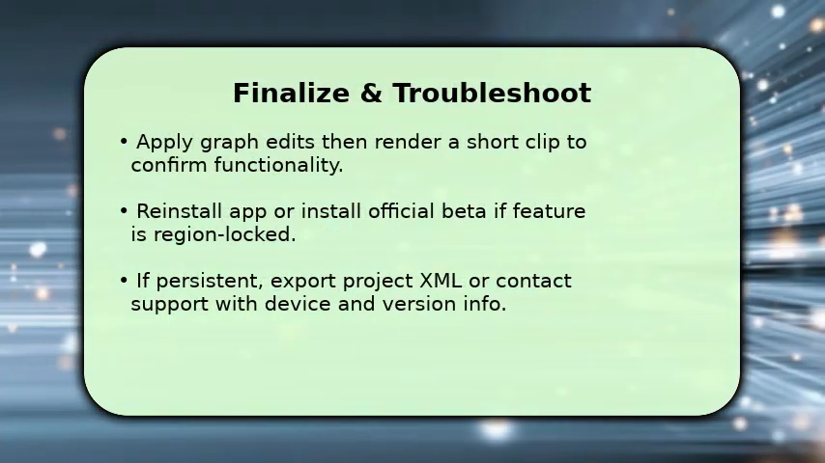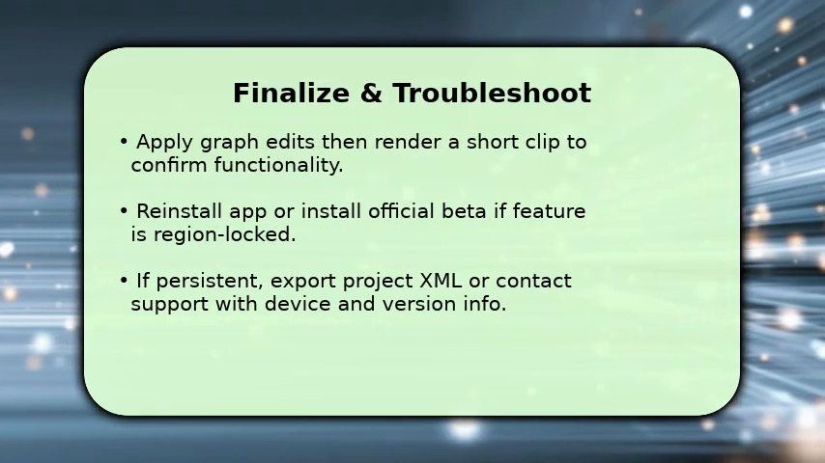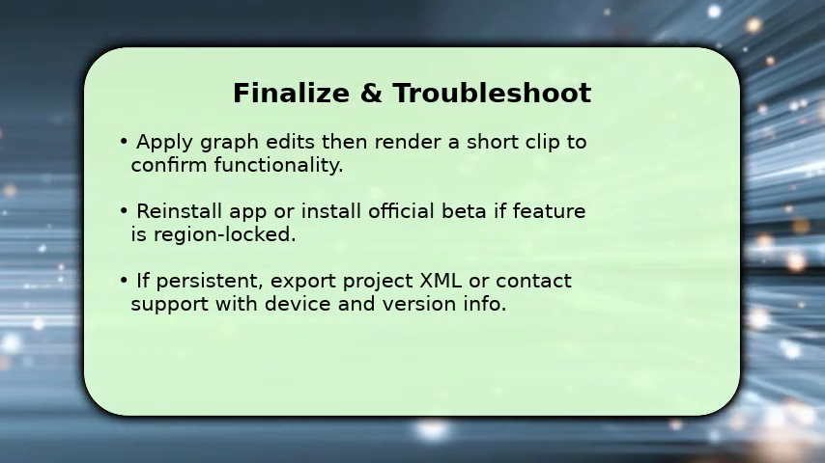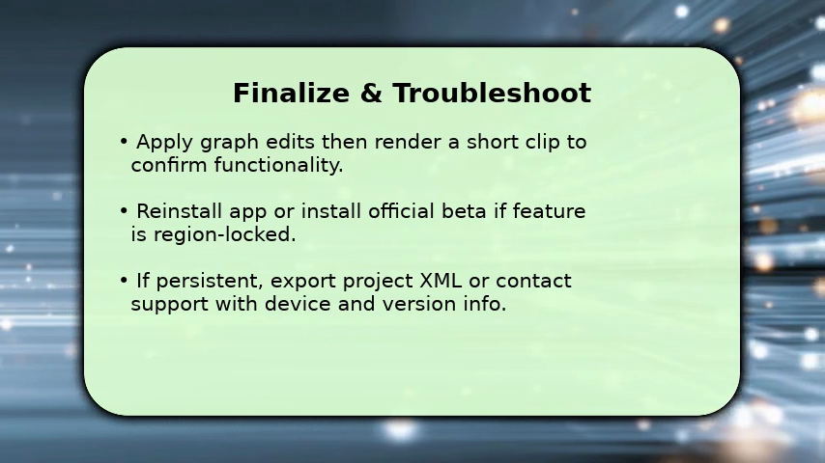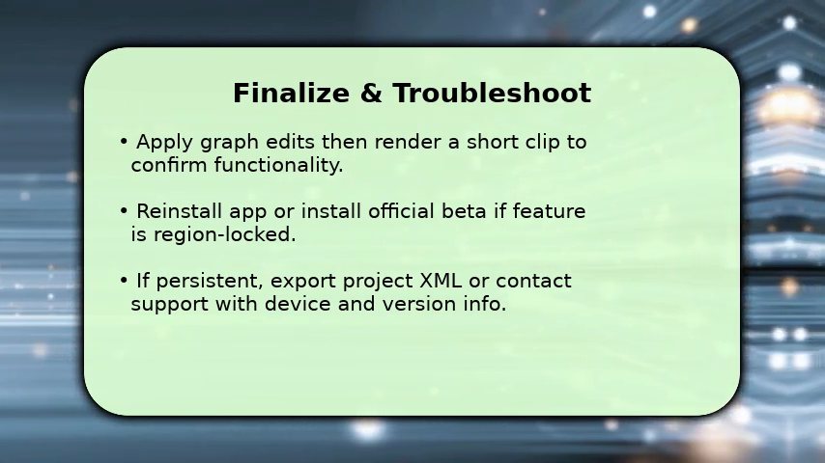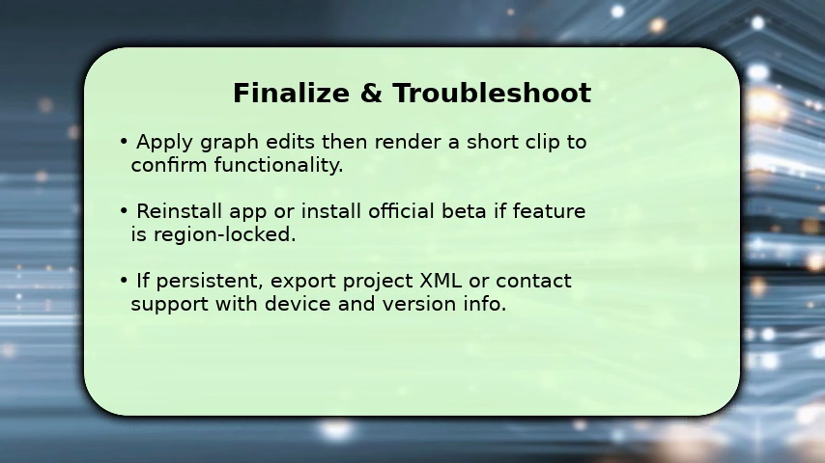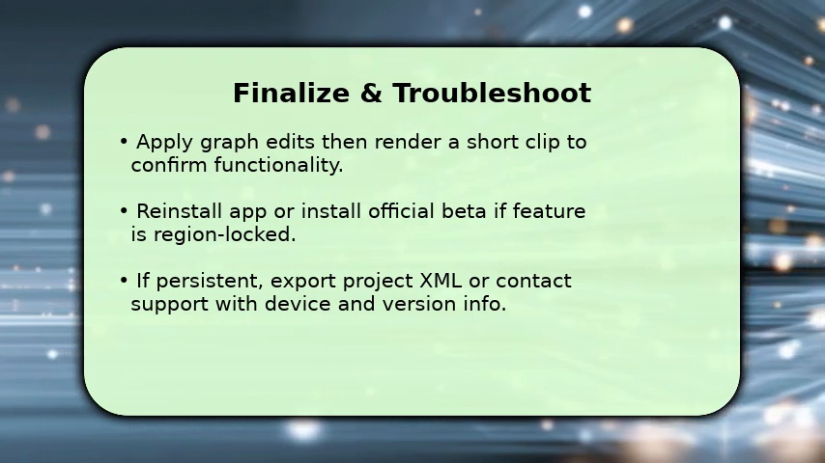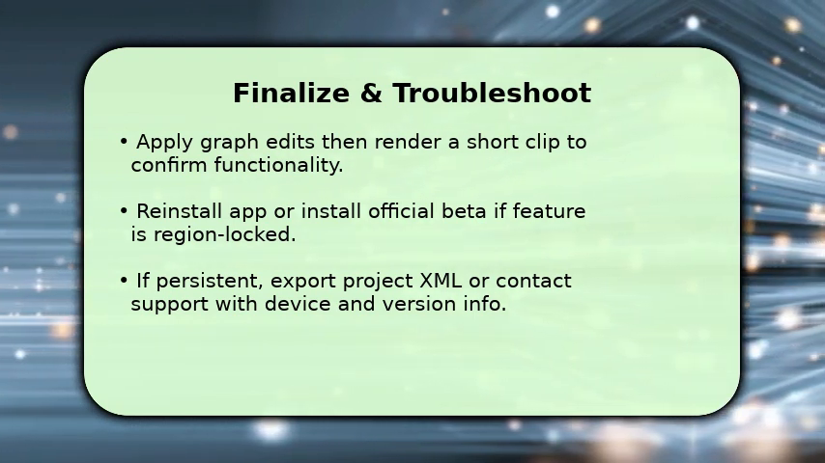Finally, make your graph edits and render a short test clip to verify the graph actually applied changes. If the graph option remains absent, consider reinstalling CapCut or switching to the official beta release. Sometimes features are region-locked or behind staged rollouts.